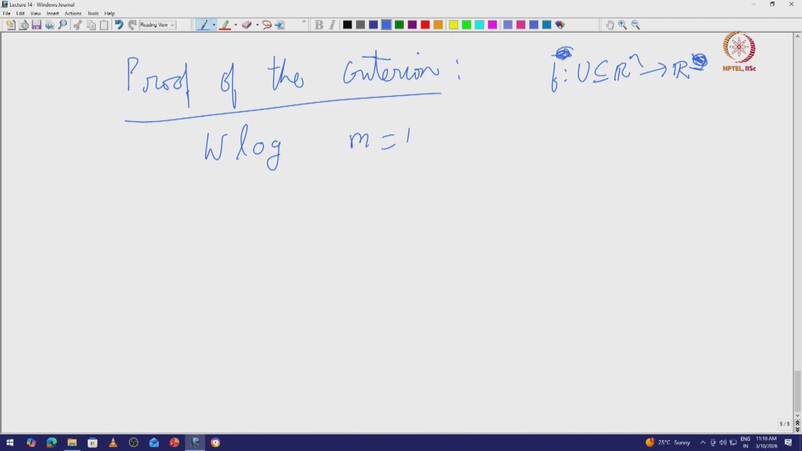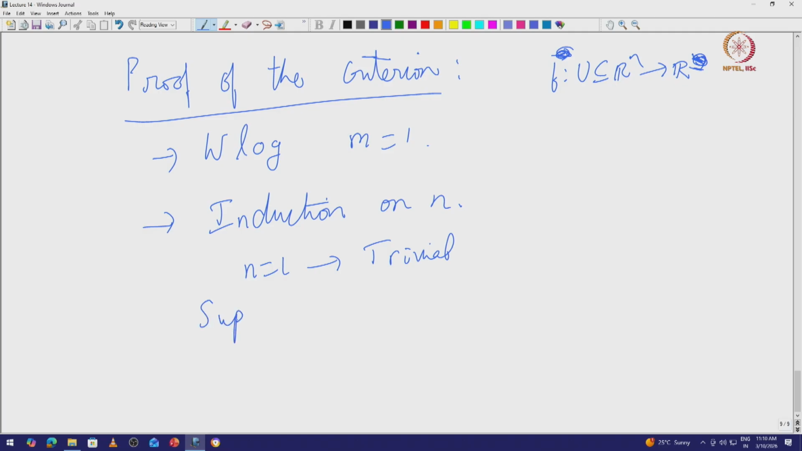Okay. First thing is this. Our basic strategy is induction on n. So for one variable calculus, this is trivial. We already know that C1 implies differentiable because C1 already has differentiability baked into it. Okay, so induction hypothesis. Suppose the result is true.